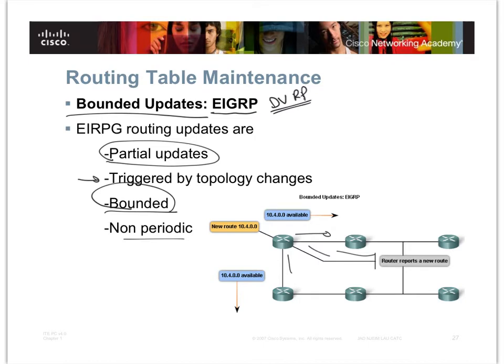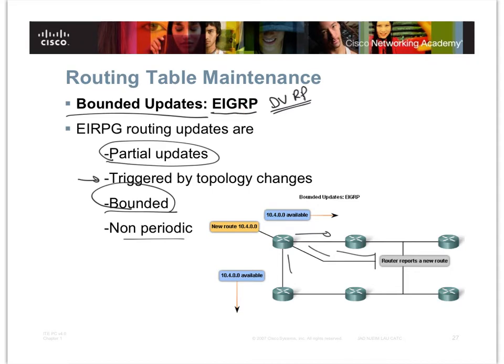But for EIGRP to do that, because this actually defies the logic of distance vector routing protocols. This defies the logic, because we said that distance vector routing protocols maintain a partial view, so they have to send all the route entries in the routing table to all neighbors, right? EIGRP violates this.